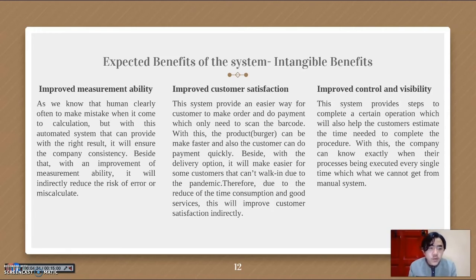Next is improved control and visibility. The system provides steps to complete a certain operation, which will also help the customer estimate the time needed to complete the procedure. With this, the company can know exactly when their process is being executed every single time.